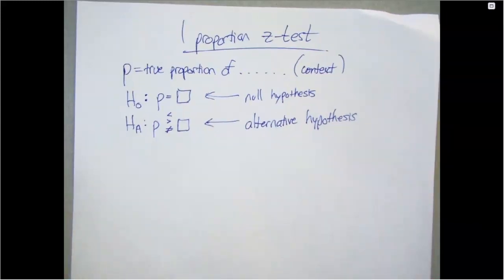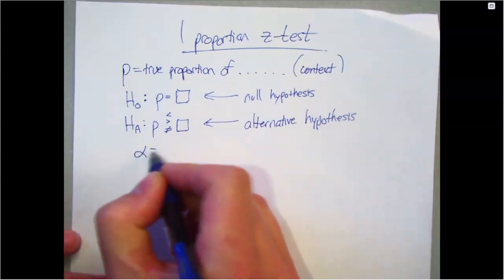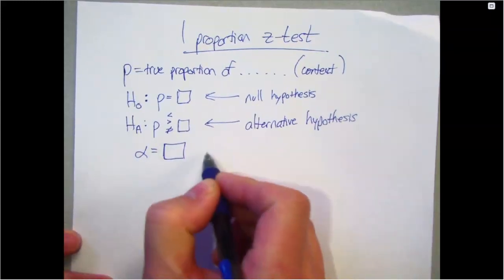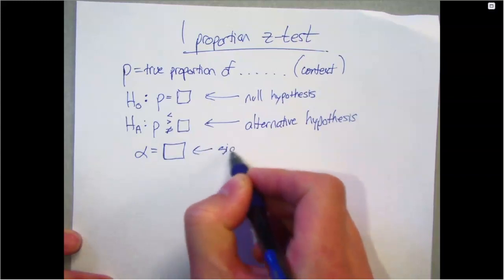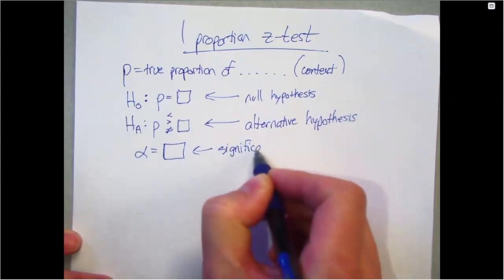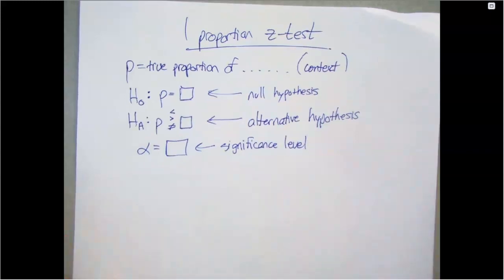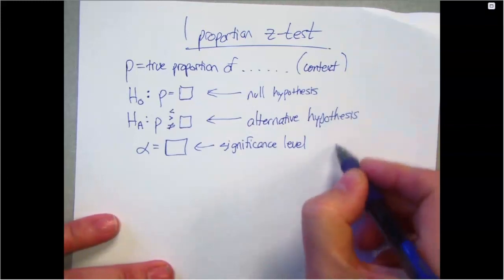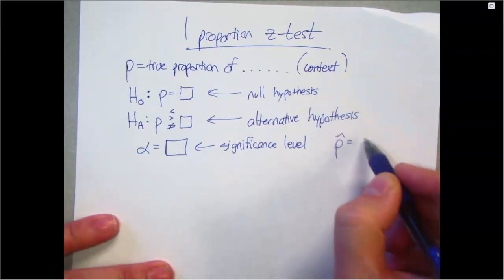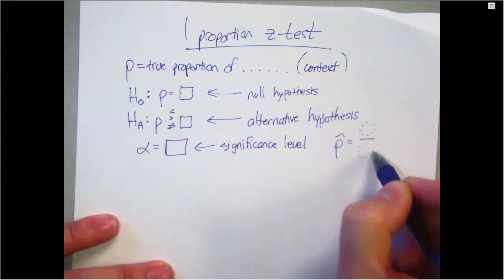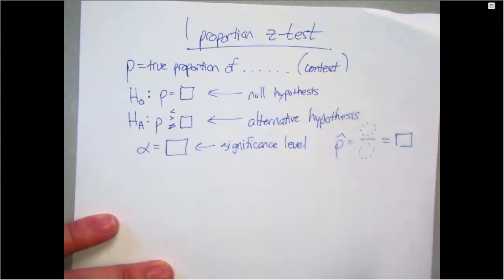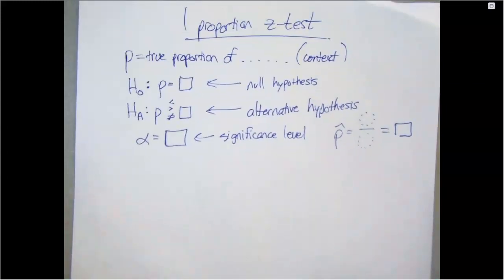And then up here we'll also list what alpha is. So alpha will be given to you. That's your significance level. And then a lot of people like to put their p hat up here too. So you'll have like a fraction, like 40 out of 70 or something, and then you can make that into a decimal and you can find your p hats.